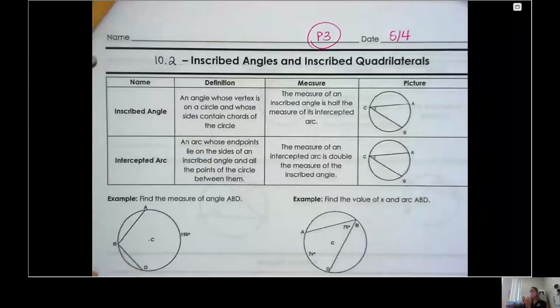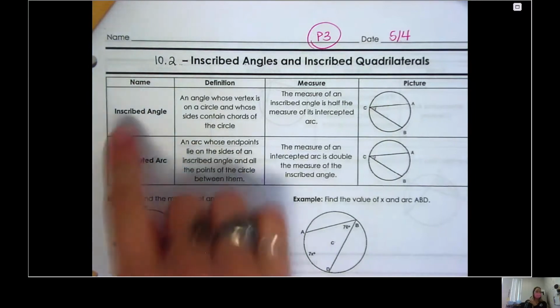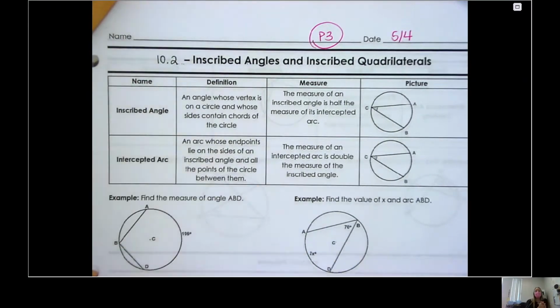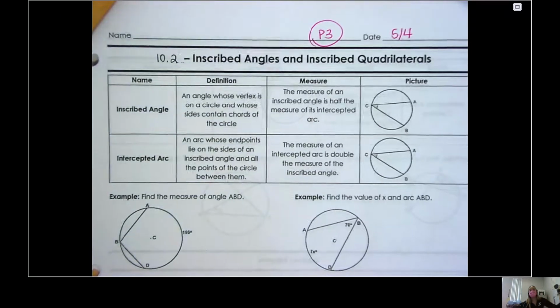Center of the circle. Now we're going to start talking about something called inscribed angles. The word inscribed means it's somewhere inside the circle. But instead of it being at the center of the circle, it's going to be on the edge of the circle. So my first term is an inscribed angle, and it is an angle whose vertex is on the circle, whose sides contain chords of the circle.